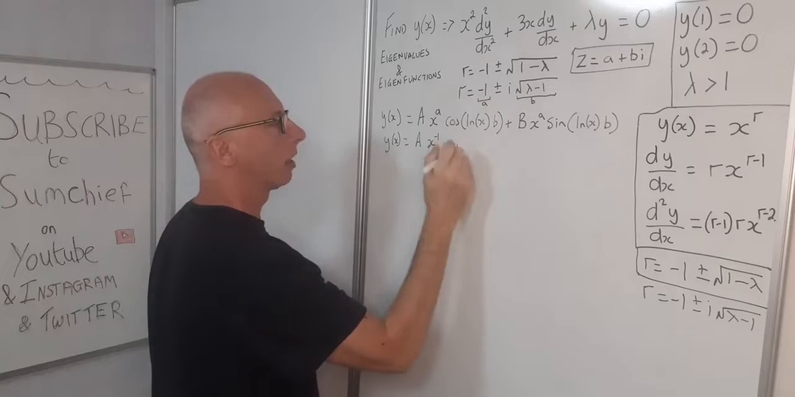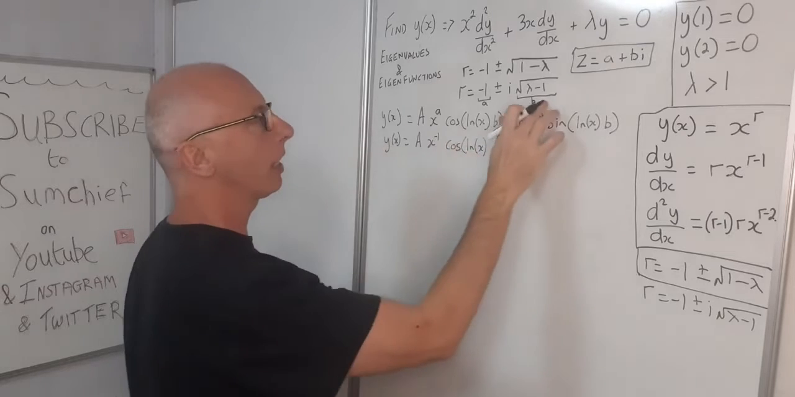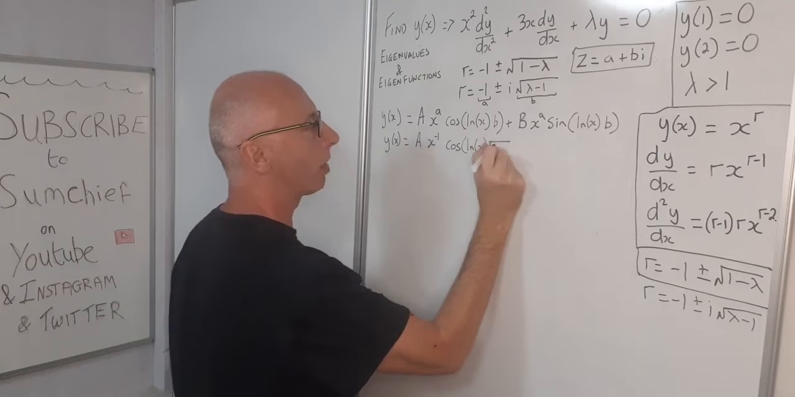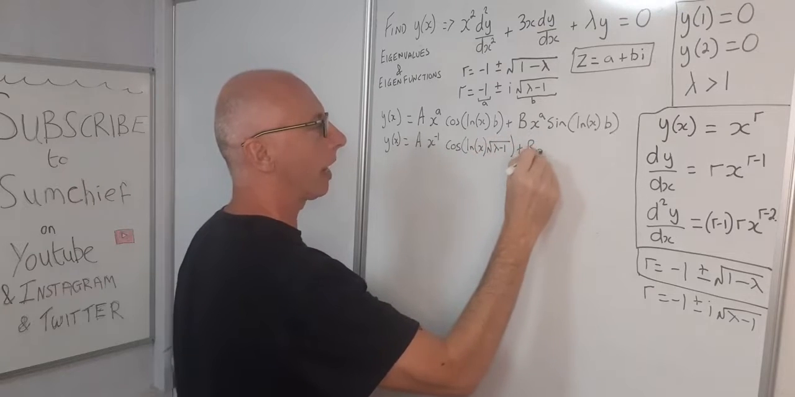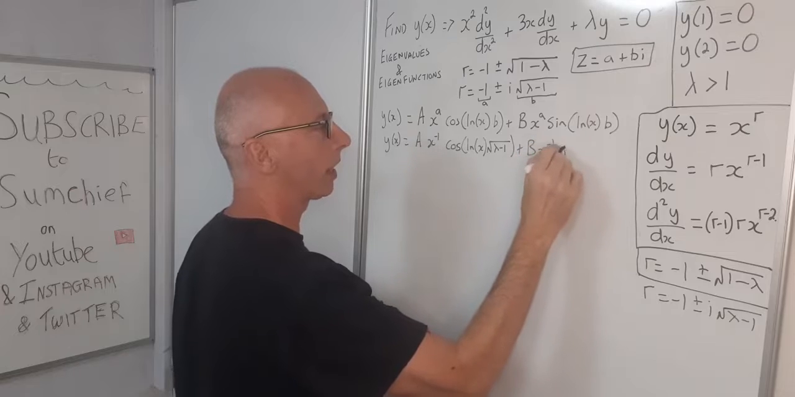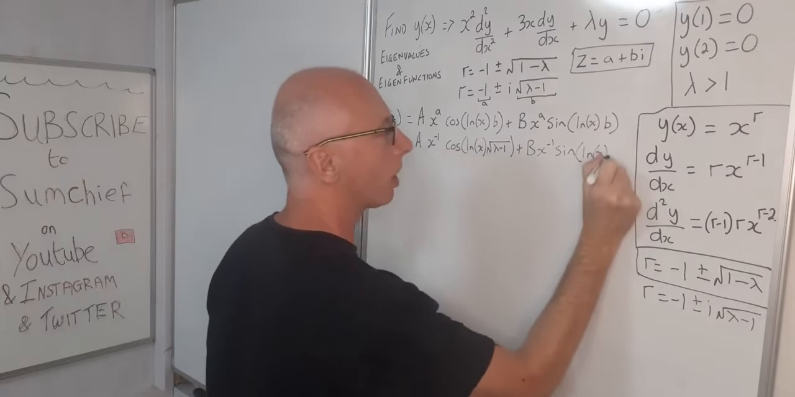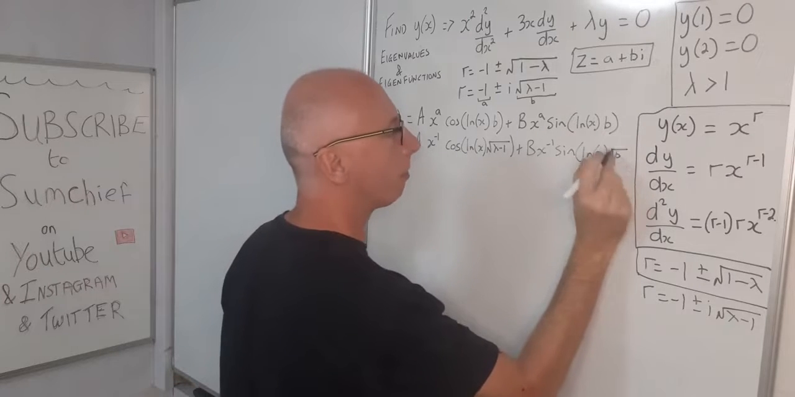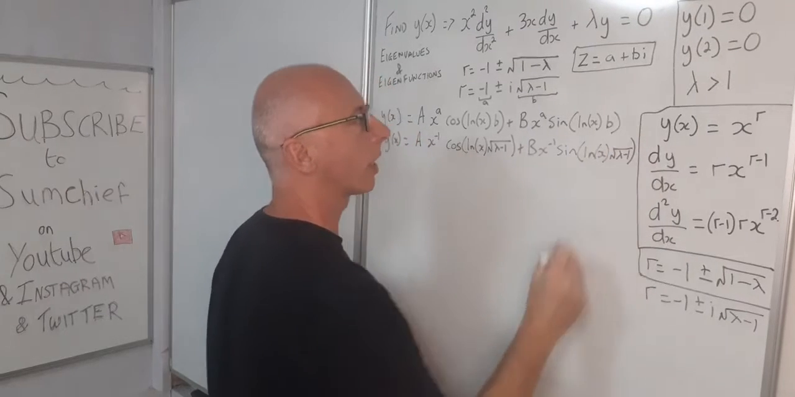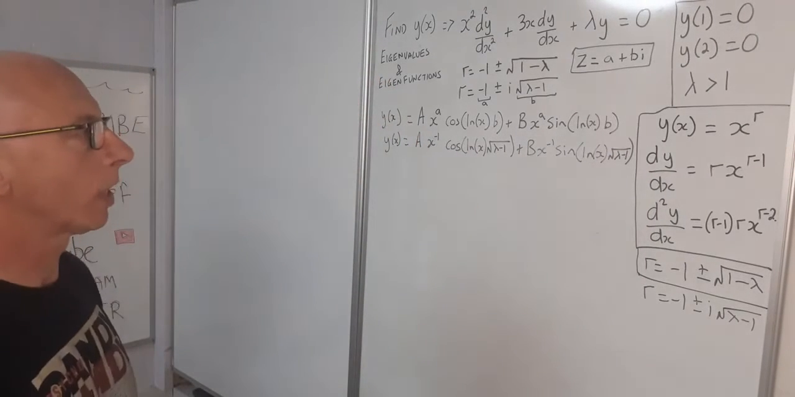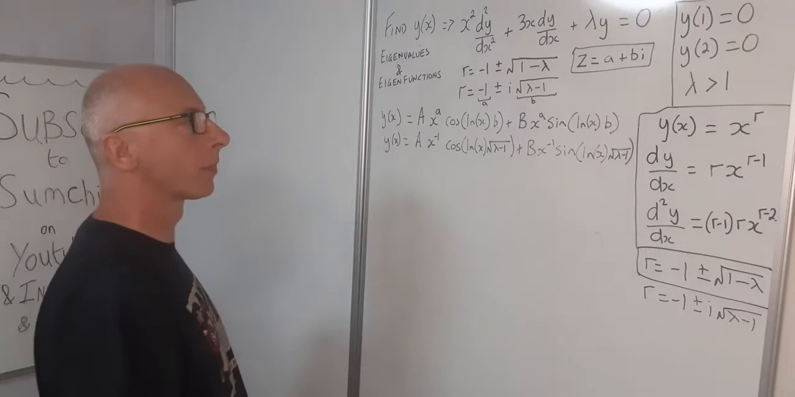Cosine of natural log of x, and then our b is this one here, square root of lambda minus 1 plus b, x to the -1 sine of the natural log of x, and b is also square root of lambda minus 1. Okay, that's what we've got so far. Right, okay, so what can we do now?